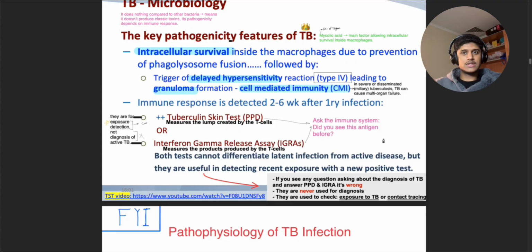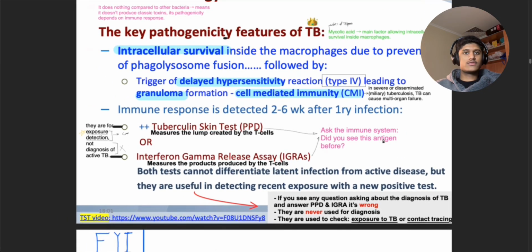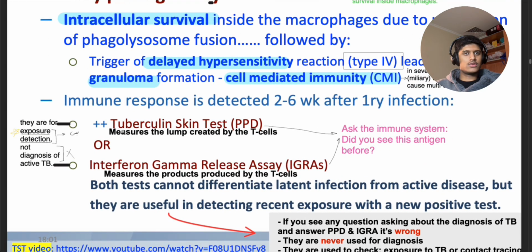So how is this immune response detected by tests? We have two tests, the IGRA test and the TST, or tuberculin skin test. They are not used for diagnosis per se, but we use them for knowing whether the patient has an infection or not. They are for exposure detection rather than diagnosis.